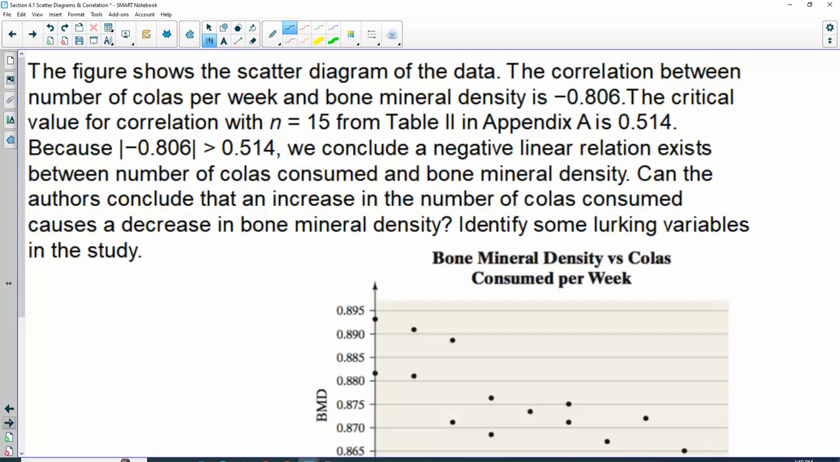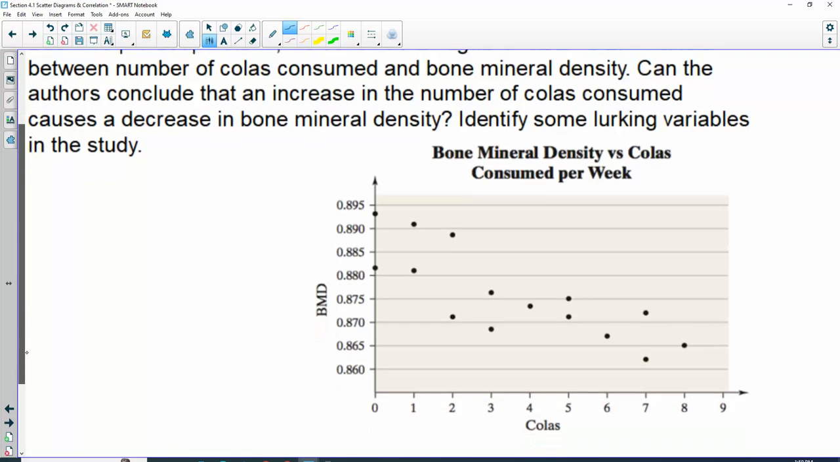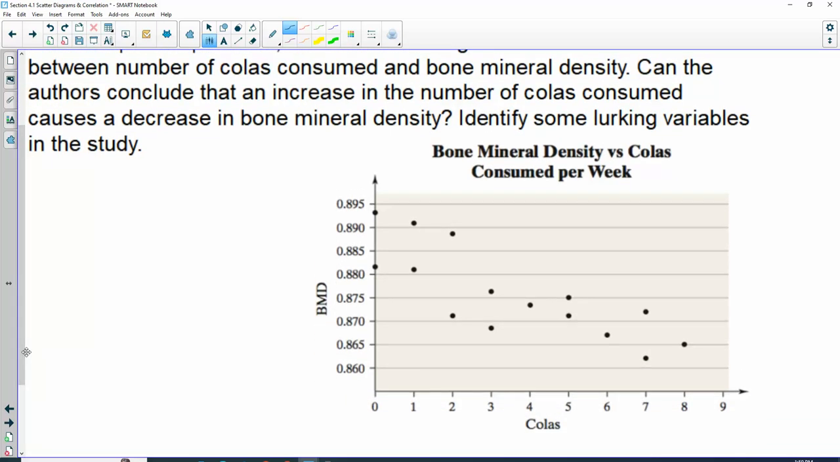So final slide of the day. Figure shows the scatter diagram of that data. So can we conclude that an increase in the number of colas consumed causes a decrease in bone mineral density? We can say they're related. Can I say that one is causing the other? No.